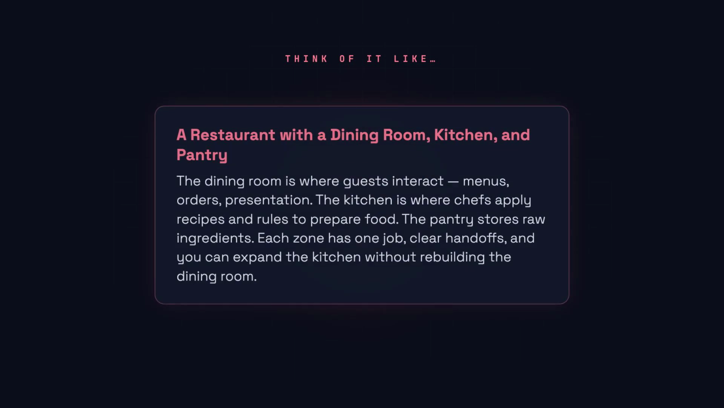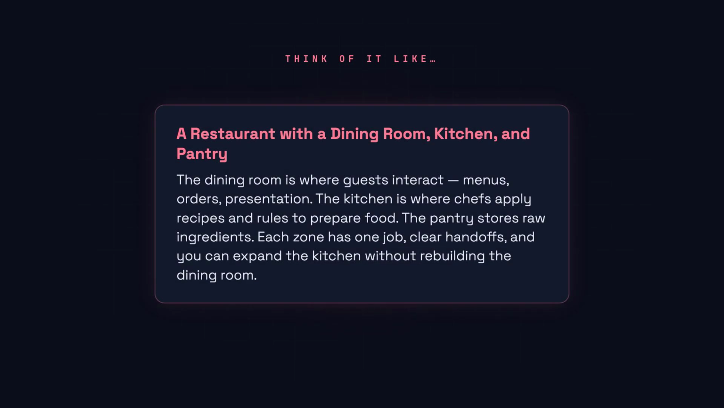Think of a busy restaurant. The front of house handles the guest experience. The kitchen applies culinary logic, recipes, timing, quality checks. The pantry holds the raw ingredients, tightly controlled. Nobody in the dining room wanders into the pantry. That clean separation of concerns is exactly what three-tier architecture brings to software.